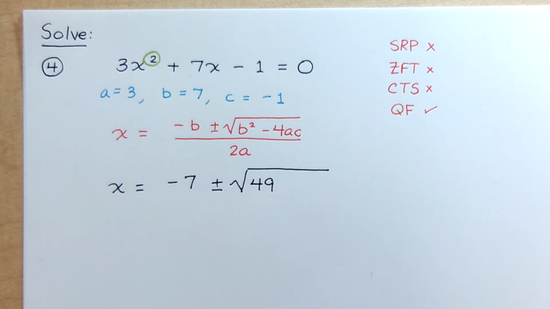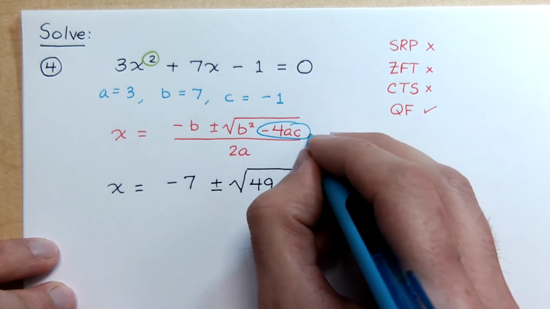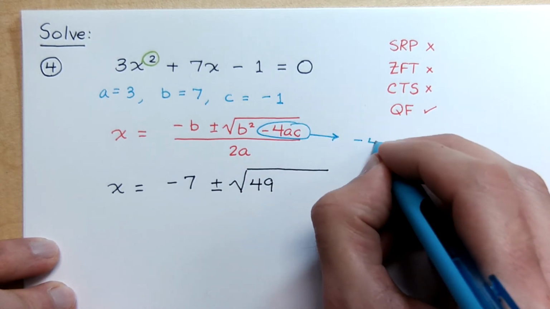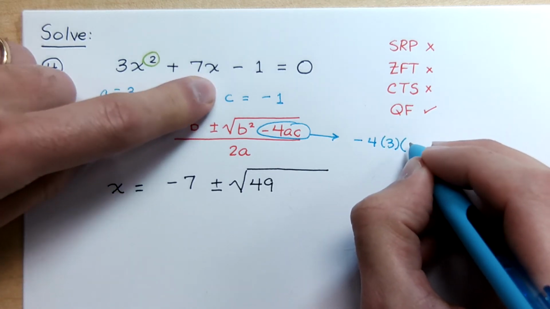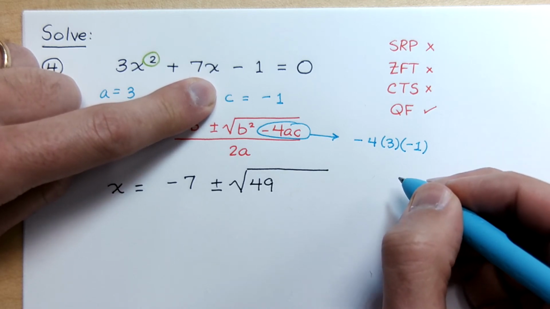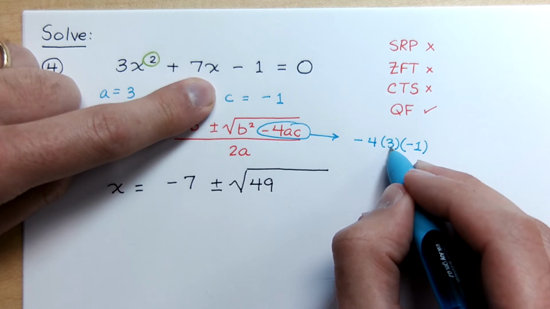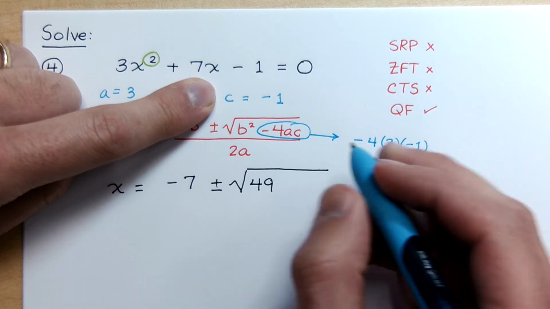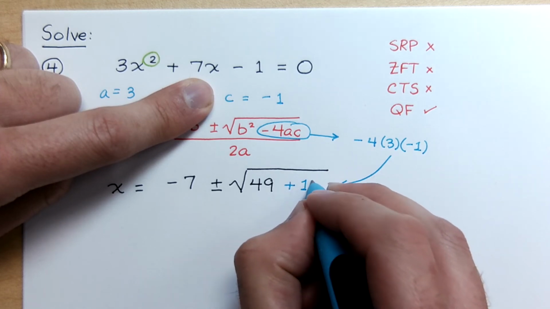Now the minus 4ac is where we run into a lot of problems. So I'm going to take the minus 4ac, I'm going to take that whole guy off to the side. That's -4 times a, which is 3, times c, which is -1. This is a product. Multiply everything together. -4 times 3 is -12, and -12 times -1 is a positive 12.